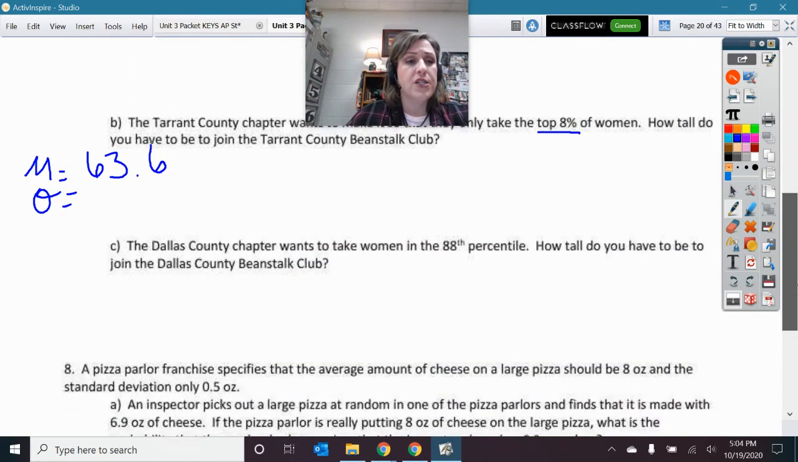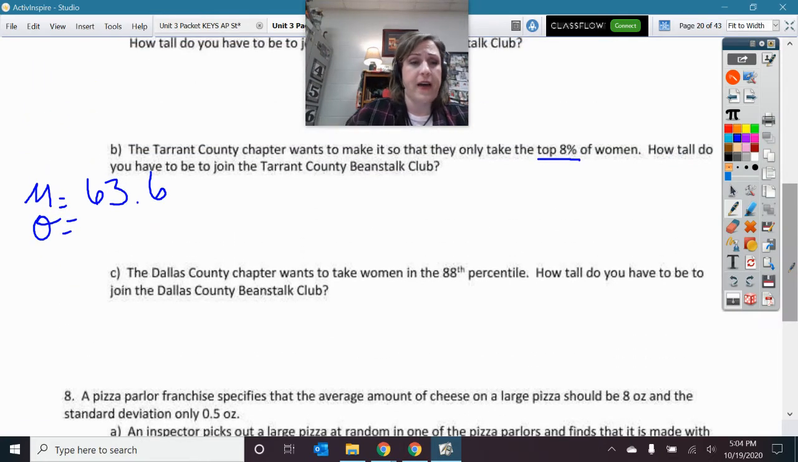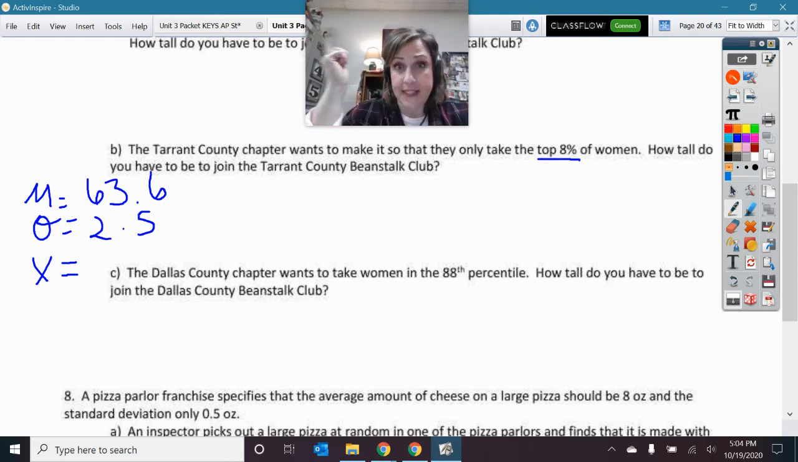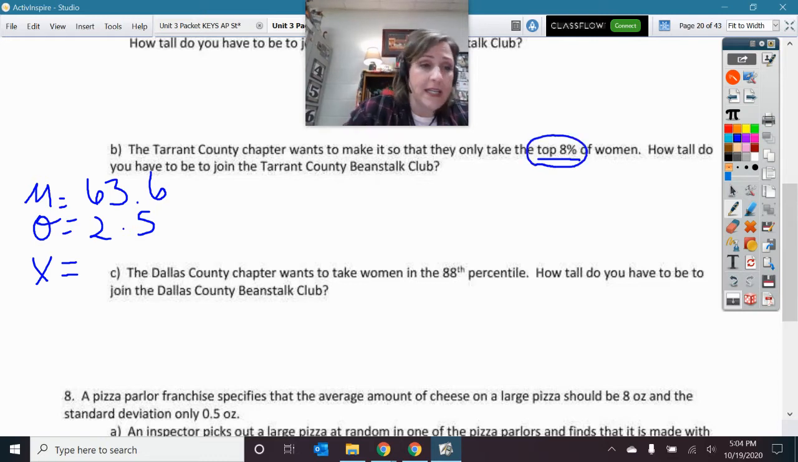2.5. Okay, cool. So our standard deviation is 2.5. All right. Now, are they telling me an X value? No, they want to know how tall do you have to be? That's the context value. How tall do you have to be? That's the height. That's X. Okay. So what is missing is this z-score.